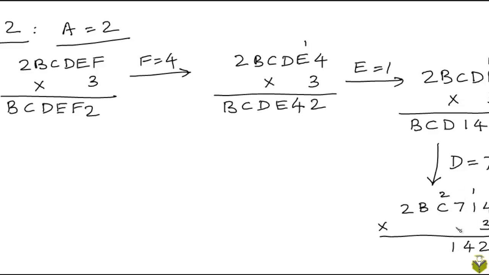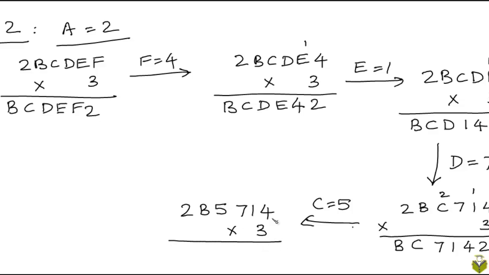Now 3 times C plus this 2 should be a number which has a 7 in the units place. This means 3 times C should be a number that has a 5 in the units place, because if it had a 5 in the units place, then when we add a 2 to that number, we get a 7 in the units place. So let's put C equal to 5. We get 2B5714 multiplied by 3.